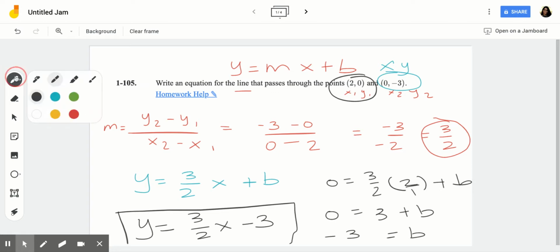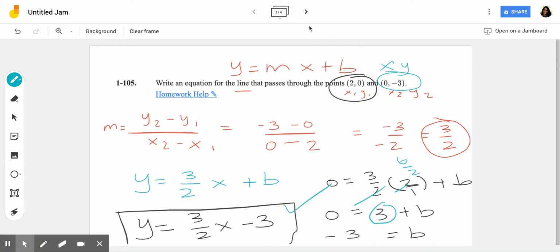I know I quickly talked about this fraction, so I just want to double check. You can do it a couple ways. 3 times 2 is 6, 2 times 1 is 2, and 6 divided by 2 is 3. That's how I got this 3. Or you can also just cancel the 2's and get 3 over 1. Okay, so this is the answer, and this is the way I want to remind you guys how to do it.